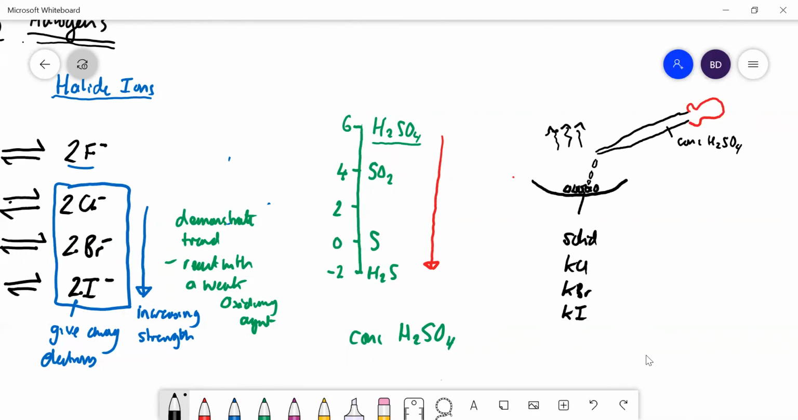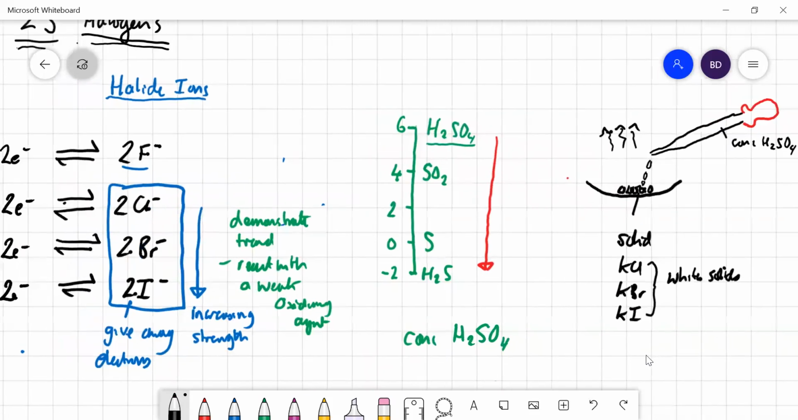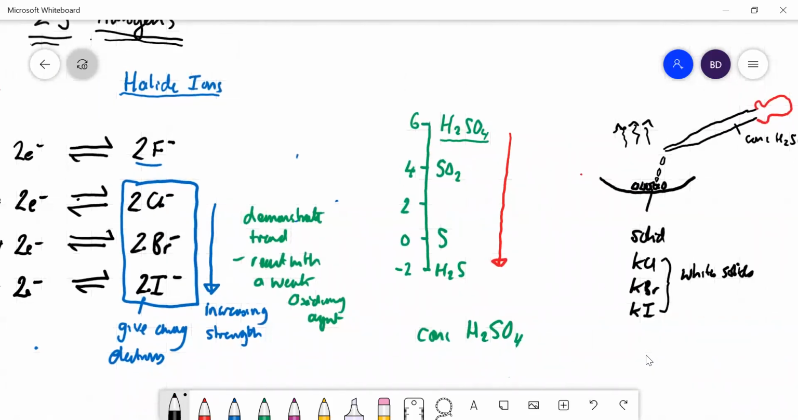Okay, let's just think, what color are all these things? These are all white, nice white solids. Don't think the potassium iodide is brown, or more purple or anything. It's not. They're all nice white solids, look like salt, like sodium chloride. Okay, so what happens here when we react these is we get redox reactions.